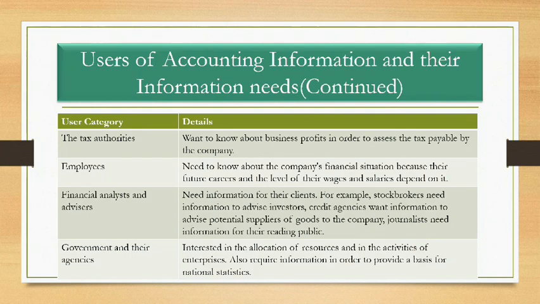Then another category of user is the government and its agents. The government is mostly interested in the allocation of resources and in the activities of the enterprises, and also the information that is provided by the companies will be used for the compilation of national statistics. So the government and its agencies have got such information needs.